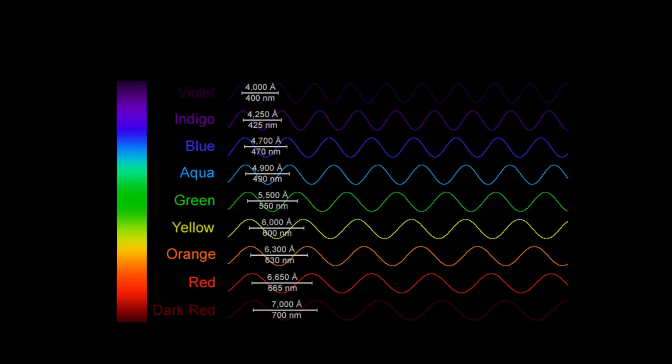This is a picture of all the different wavelengths or the colors of light associated with their particular wavelengths. The longest wavelength is dark red at 700 nanometers. The shortest is 400 nanometers with violet. A shorter wavelength means higher energy. So wavelength gets smaller, energy gets bigger, and it just so happens that frequency also gets bigger.